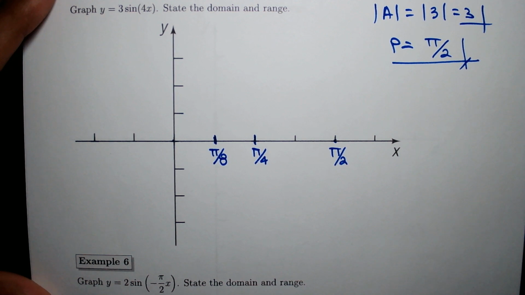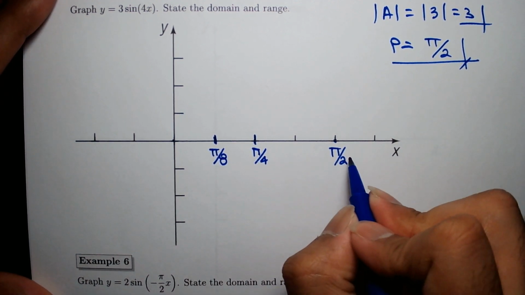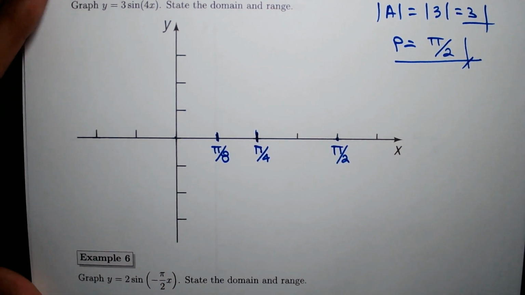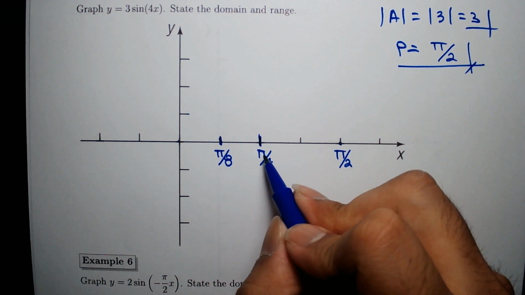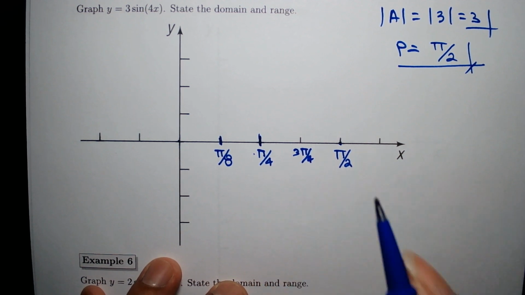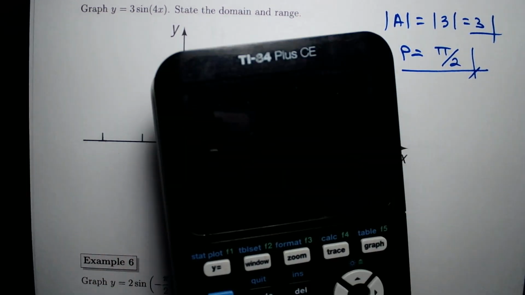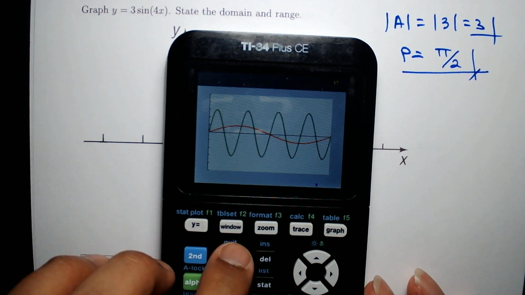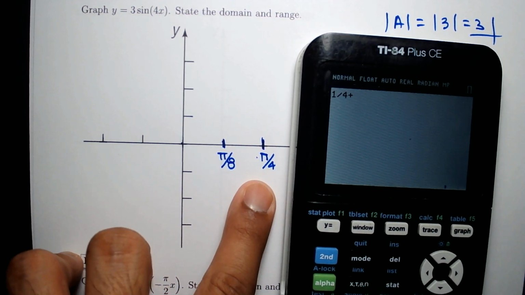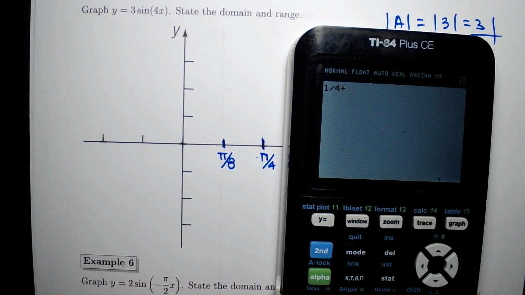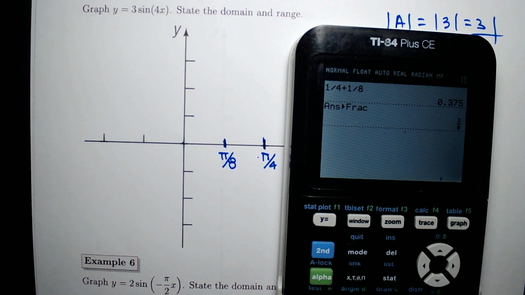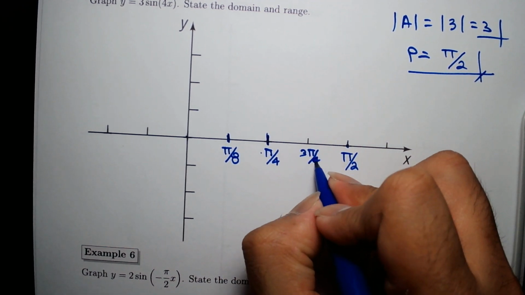To figure out the value between pi over 4 and pi over 2, just add to the value in the middle the value right here, which is pi over 8 plus pi over 4. That's going to give us 3 pi over 4. How to do that in the calculator? Omit the pi symbol so you don't get fractions. So I'm going to add 1/4 plus 1/8. And let's frac it. And that's 3/8. Or 3 pi over 8 rather, not 4.